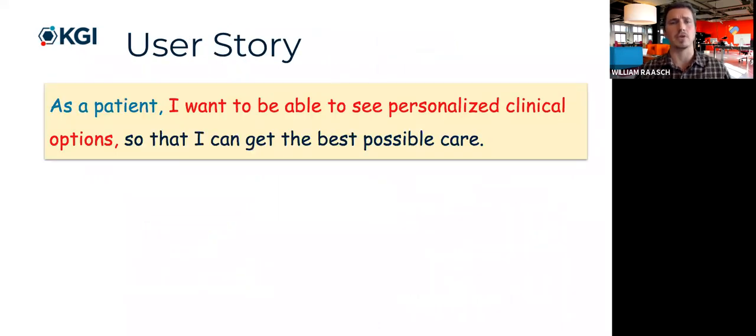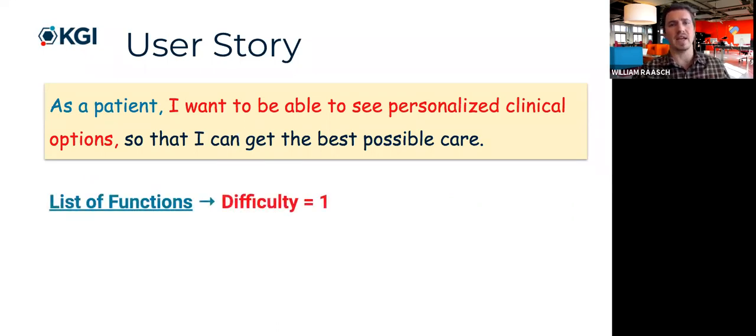So let's create some user stories for WeHealth. As a patient, I want to be able to see personalized clinical options so that I can get the best possible care. So remember, we're not talking about a feature here. All we're doing is saying, what does the patient want? A lot of patients, particularly in underserved disease areas like rare diseases, want to be able to see what's out there for them because there's just not a lot of go-to sites that can show them where those resources are.